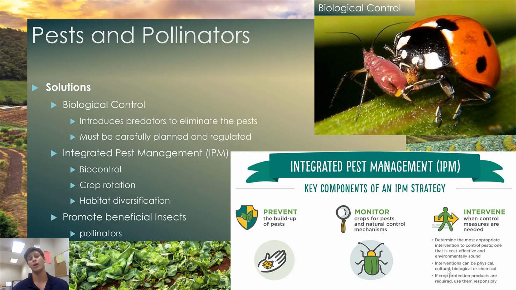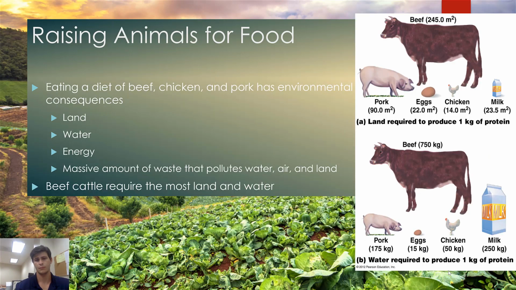And finally, when we talk about integrated pest management, we're talking about promoting beneficial insects like pollinators in order to bolster our biodiversity and bolster our crop yields. So there are some serious solutions to promoting biodiversity, promoting yields, and decreasing the abundance of pest organisms without increasing our pesticide use.